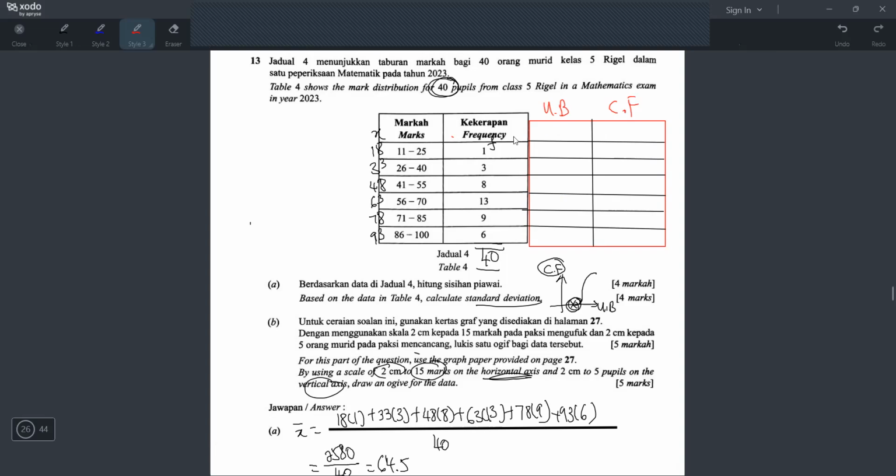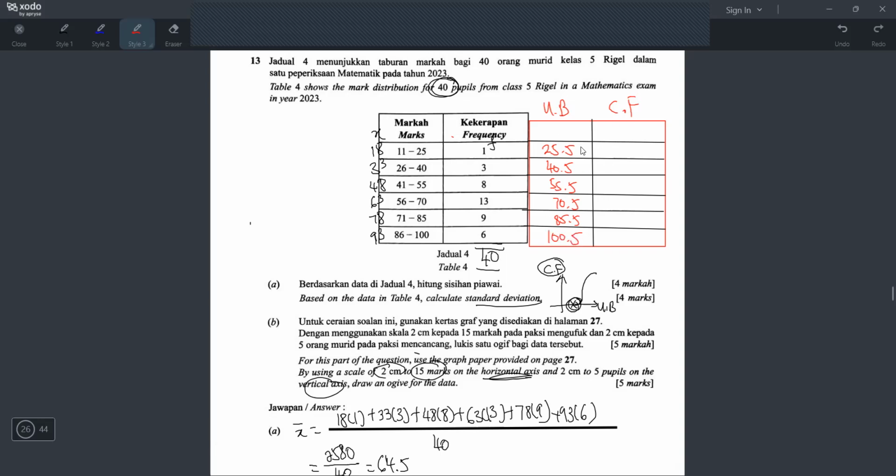Okay, how to find upper boundary for 11 to 25? Upper boundary means you will take the big number 25 plus with the next number and then divide by 2. So you get 25.5. Next one, upper boundary is 40 plus 41 divided by 2, 40.5, and then keep going, 55.5, 70.5, 85.5, 100 plus next number is 101. Okay, if you press 100 plus 101 equal and then divide 2, you will get 100.5.